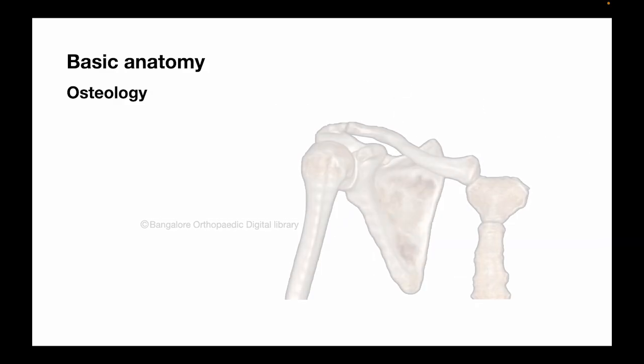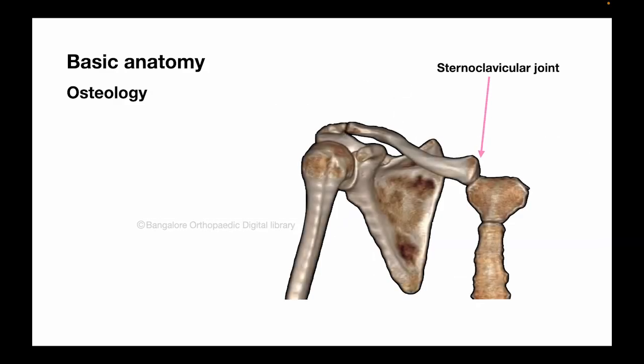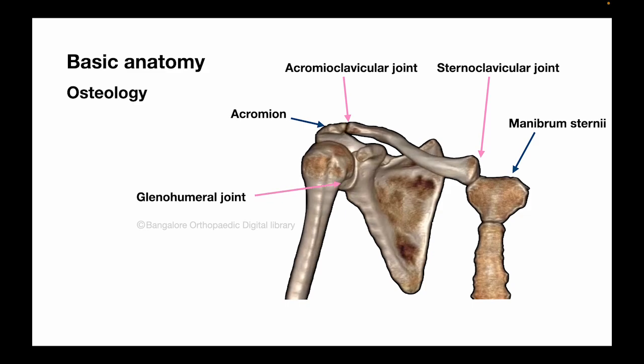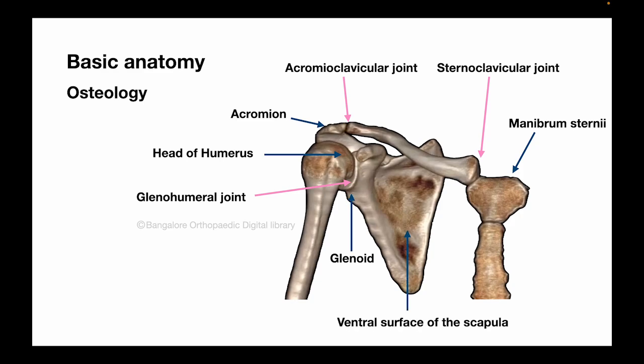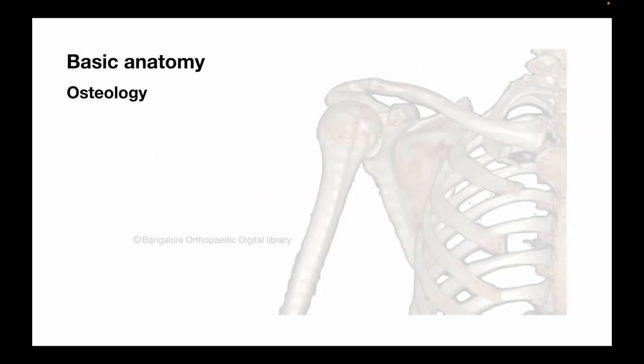It's formed by four joints. The sternoclavicular joint is formed by the articulation of the medial end of the clavicle with the manubrium sterni. The acromioclavicular joint is formed by the articulation of the lateral end of the clavicle with the acromion process of the scapula. The glenohumeral joint is formed by the articulation of the head of the humerus with the glenoid process of the scapula. The ventral surface of the scapula articulates with the thoracic cage to form the scapulothoracic articulation.